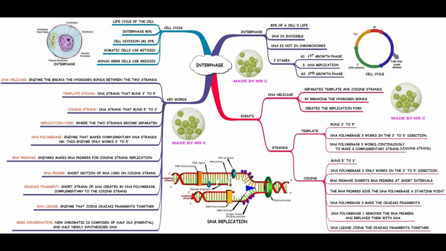First of all, we're going to tackle the cell cycle. The cell cycle is the life cycle of the cell. 80% of the cell cycle is interphase. Then the other 20% is cell division. Somatic cells use mitosis, and the gonad germ layer cells use meiosis to create gametes.